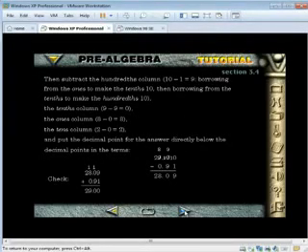Then subtract the hundredths column. 10 minus 1 equals 9, borrowing from the ones to make the tenths 10, then borrowing from the tenths to make the hundredths 10. The tenths column, 9 minus 9 equals 0.